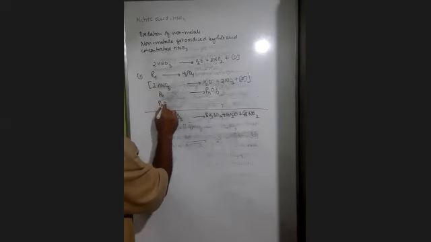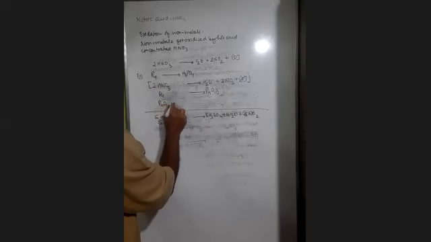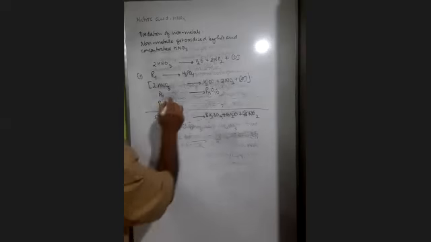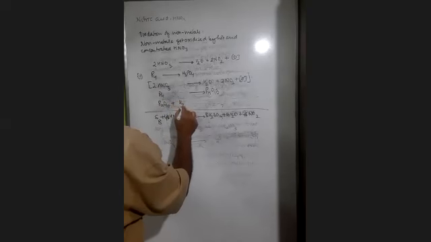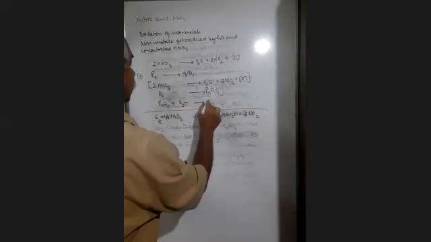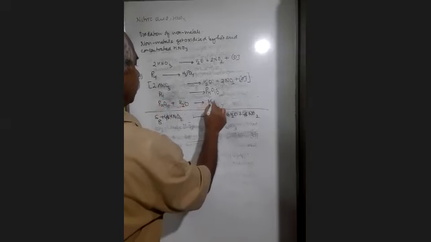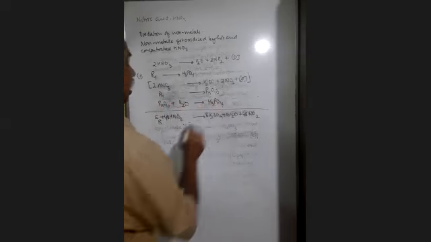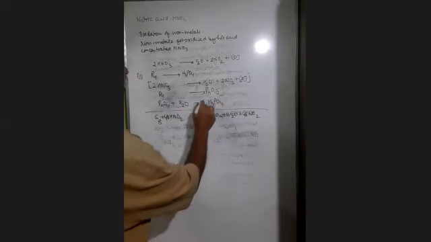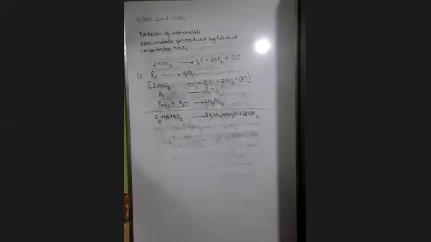Then P4O10 reacts with water to give you H3PO4. How to balance? Very easy. Write 4 here. So 4 into 3 is what? 12. We require 12 hydrogen. Each molecule of water contains 2 hydrogen. I'll write here 6.